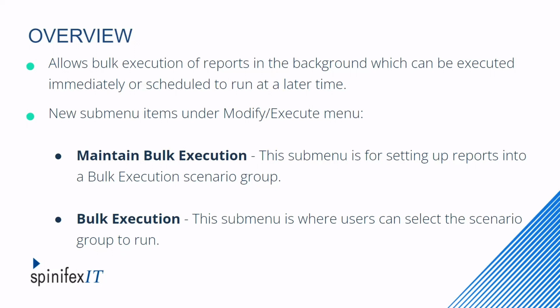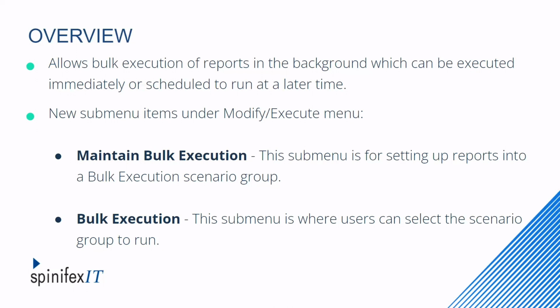This enhancement allows for bulk execution of reports in the background, which can be executed immediately or scheduled to run at a later time. This can be facilitated by the new submenu items under Modify or Execute menu, which are Maintain Bulk Execution. This submenu is for setting up reports into bulk execution scenario group. Bulk Execution. This submenu is where users can select the scenario group to run.